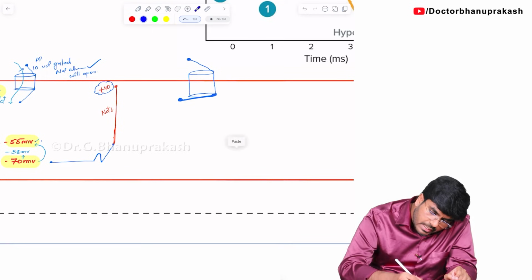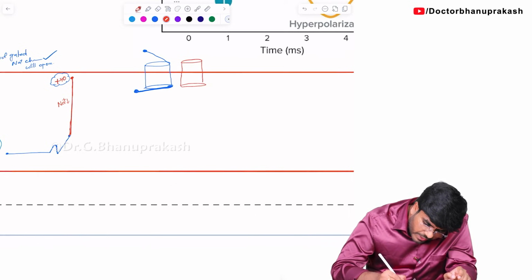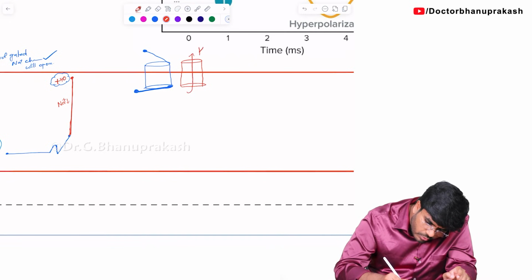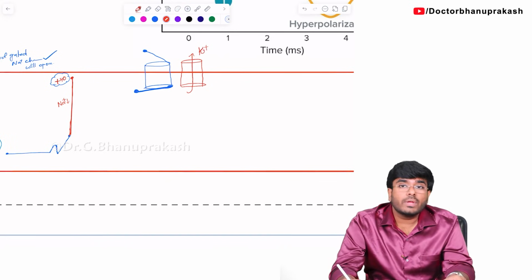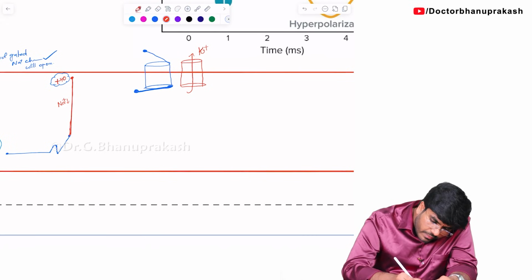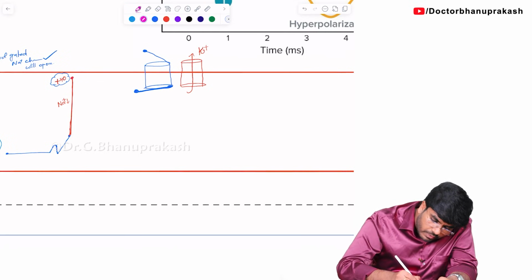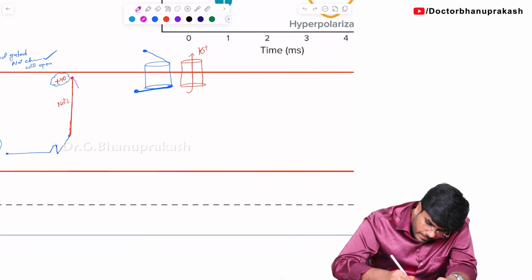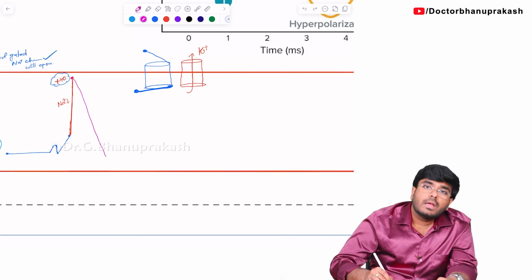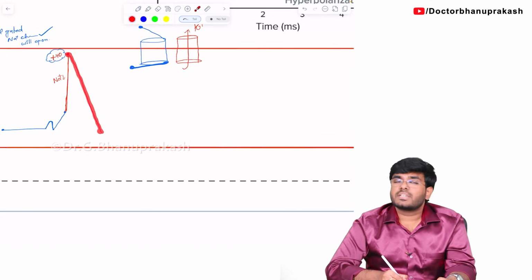Now what else happens is the potassium channels will start to open. At this voltage, the potassium channel will open, and potassium is starting to go out of the cell. Potassium channels are different channels. As the potassium is going out, the voltage from plus 40 starts to decrease, because the positive charges are going out. The voltage is slowly decreasing, coming back to the resting membrane potential of minus 70.